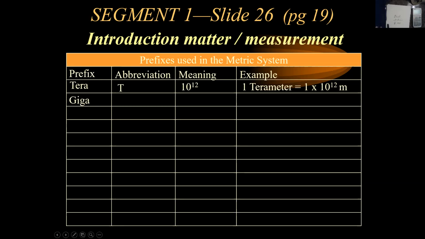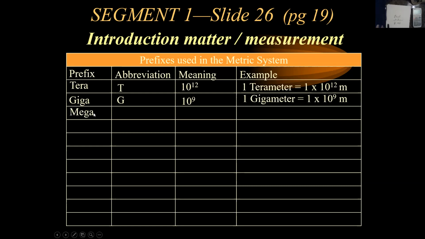Huge number. Giga is G. It's 10 to the 9th. And you could have a gigameter. We don't normally talk about gigameters, but gigawatts is the way we measure electric power. And we actually do have power plants that generate power in gigawatts.